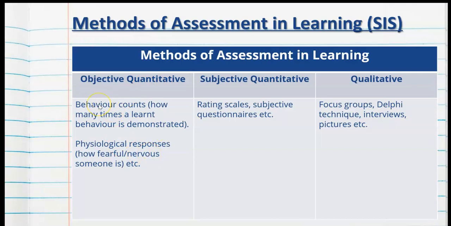So a behavior count is how many times a learnt behavior is demonstrated, and we can literally count how many times based on what we are observing in an experimental or observational design. We saw this in the Bobo doll experiment, where the children's behavior was able to be observed in an experimental setting, and Bandura and his colleagues were able to count how many times the children observed aggressive behavior. So how many times they kicked the Bobo doll, punched the Bobo doll, etc. This increased the experiment's validity.